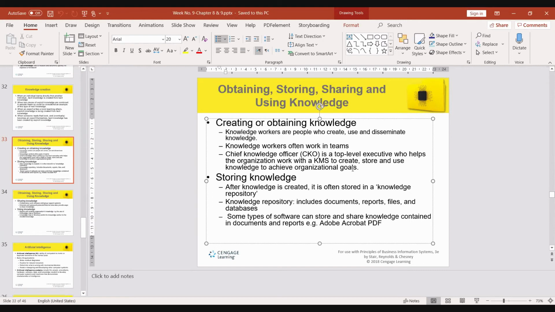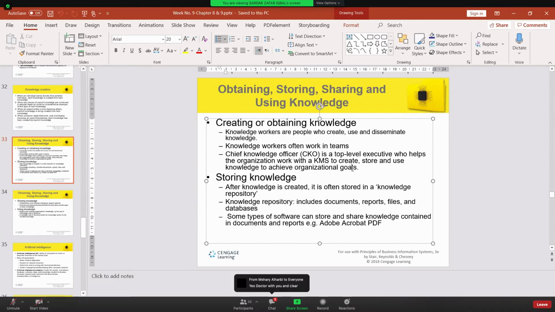Are you with me, guys? We are creating a knowledge management system and we need a team. The top level managers will be there because they have the knowledge and you have to transfer that knowledge into the system. So this is your very first step, creating or obtaining knowledge.